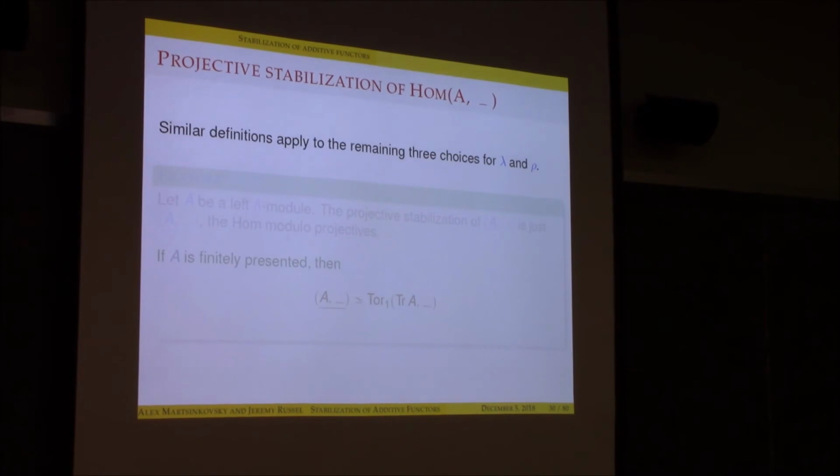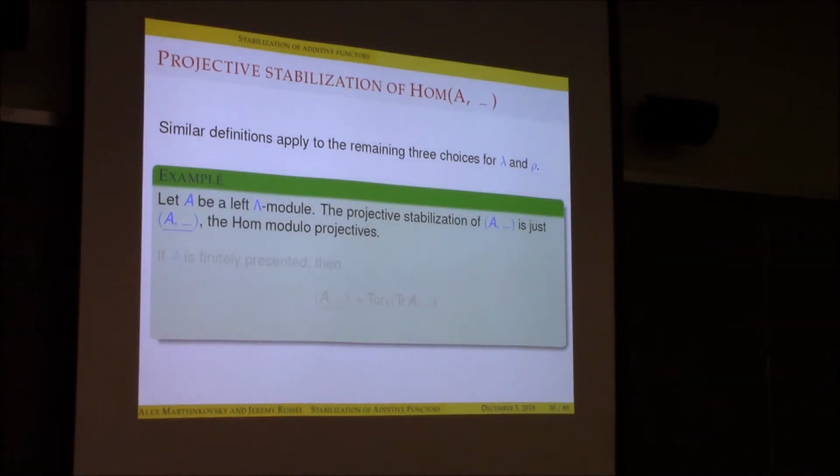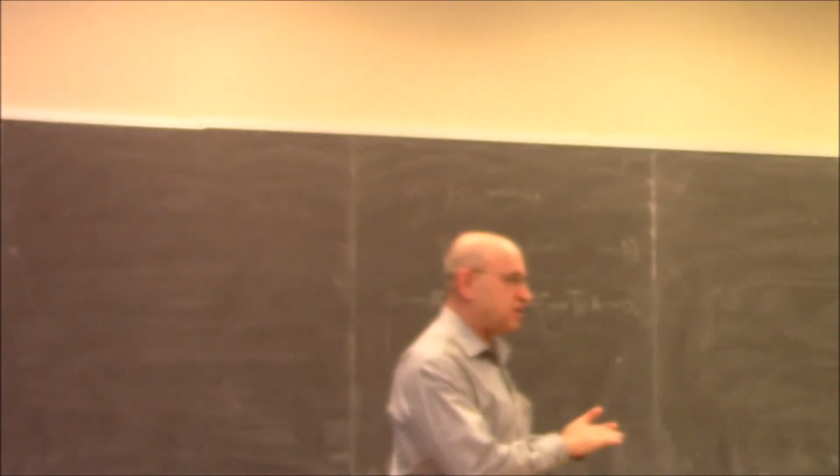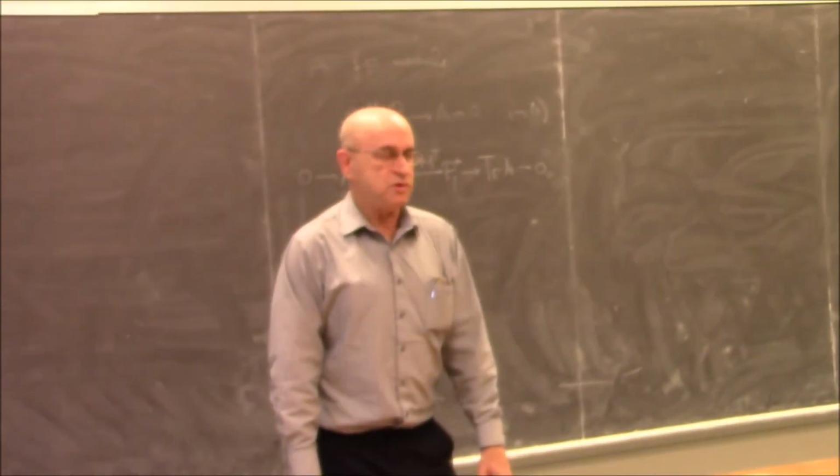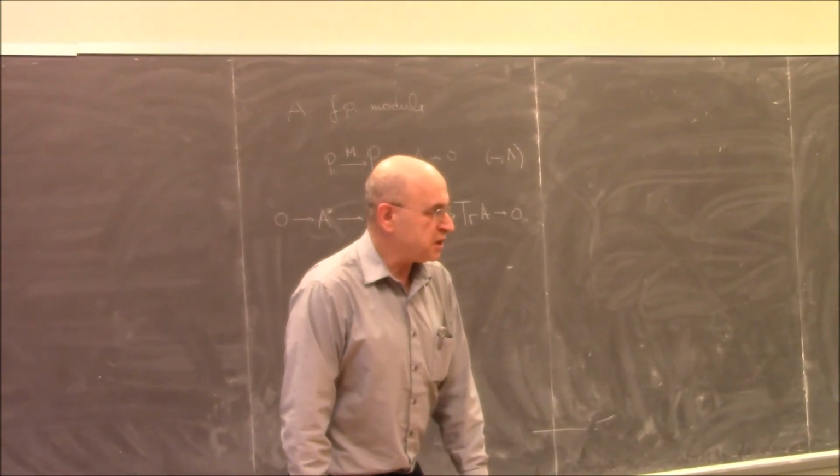Anyway, let's try and compute the projective stabilization of the covariant Hom functor. Well, turns out it's a very simple calculation. That's going to be Hom modulo projectives, right here. This underline indicates that you take just the usual group of homomorphisms and mod out all those homomorphisms that can be factored through projective modules. That's called Hom modulo projectives.